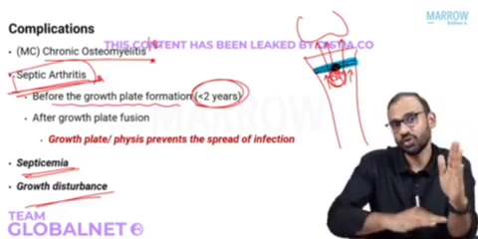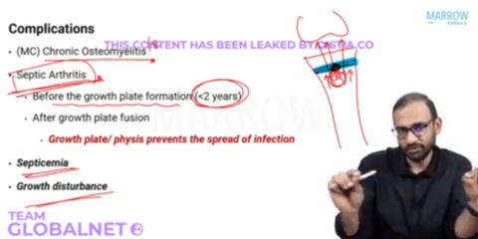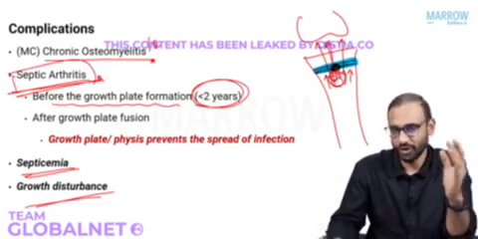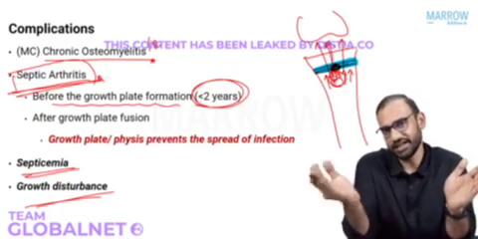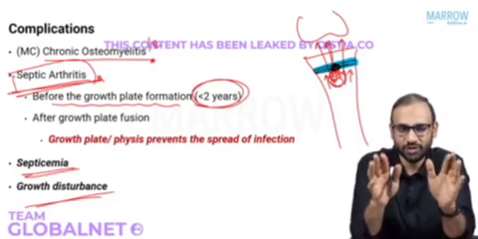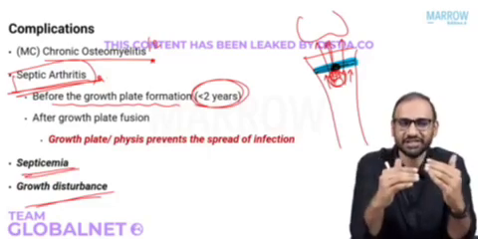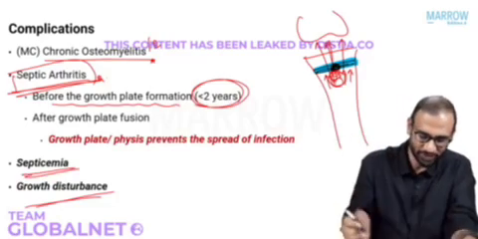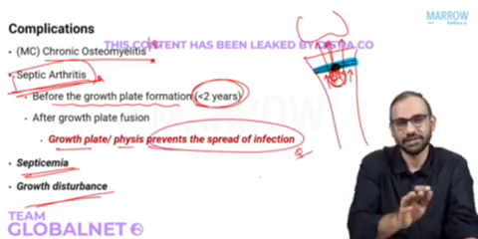Or after growth plate fusion. In adults, as in mature adults, the growth plate would be fused and it will be gone. So the infection from the metaphysis would reach into the joint, causing septic arthritis. So in children less than 2 years or after skeletal maturity, this complication is seen. But between 2 to around 14 or 16 years, where there is growth plate still there, the infection is less likely to move from metaphysis into the joint. That is what you need to know. Growth plate or physis prevents the spread of infection.